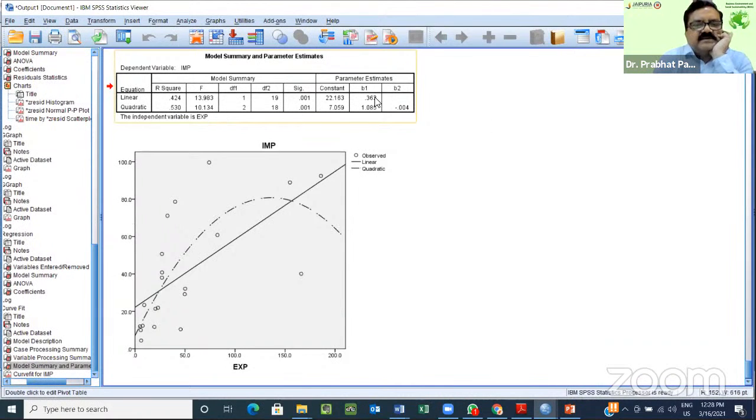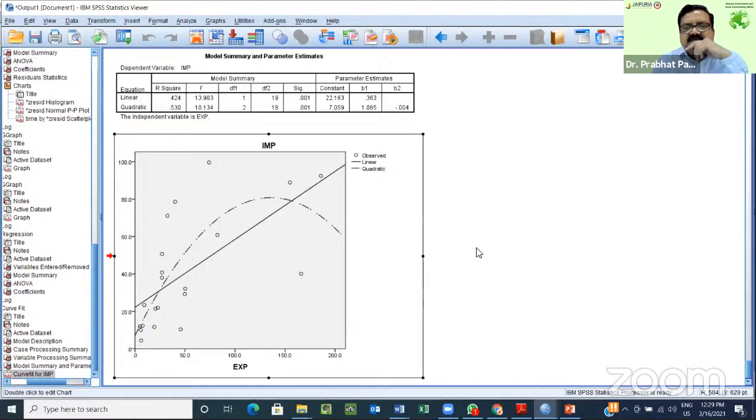In the model summary, if you look at the parameter estimations, the linear estimation is giving us 22.163, and beta 1 is 0.3663. In quadratic, there are two coefficients. Your constant is 7.059, which we got earlier. Then beta 1 is 1.085, which is positive. We got it earlier. And beta 2 was minus 0.004. This is also what we got earlier, right? So the estimation is the same.